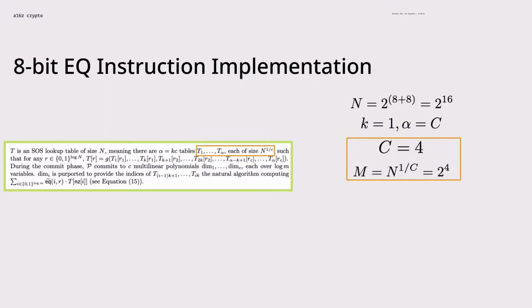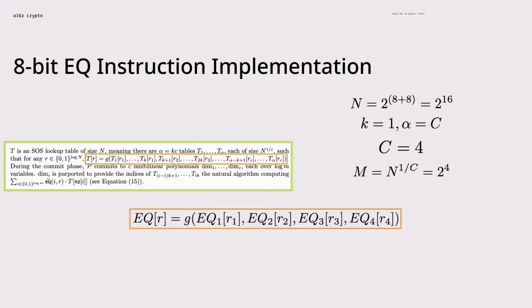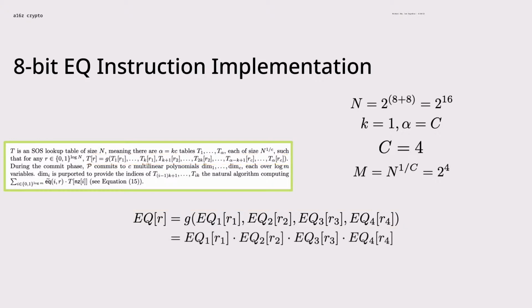We can now define C as well, which is the number of EQ prime subtables we used, which, if you remember, was 4. This allows us to define M. M is the subtable size, and it's n to the 1 over c, in our case 2 to the 4. And finally, we can define the collation function G. This is how you combine subtables into a big table evaluation. And for us, we can just do the product of all of the subtables. If any of those subtables is unequal, then the entire big table evaluation is also unequal, so return 0.